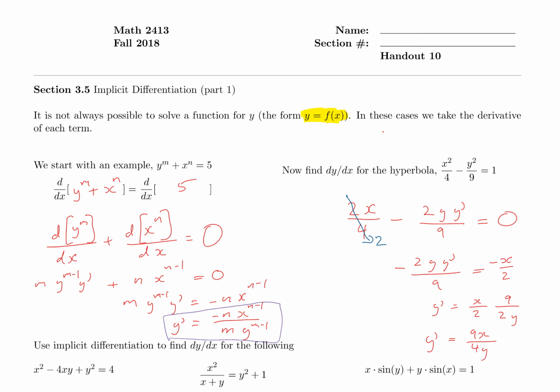Alright, and we can solve the original equation for y. So let's go ahead and do that. Let's solve this for y, and then we're going to plug that in right here for y. That way we get y prime strictly as a function of x.